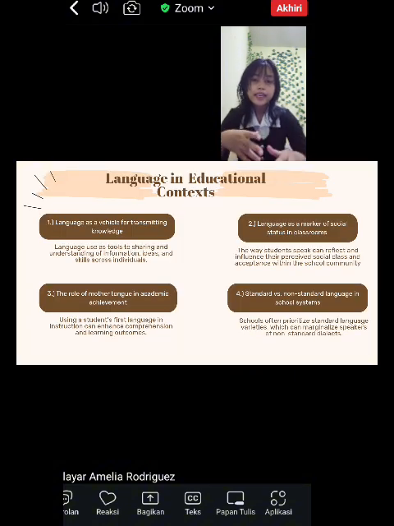Okay, let me explain the next slide. Language in educational context. In education, language plays multiple roles. First, it may become a vehicle, a tool for transmitting knowledge from the teacher to the students. Language may help us to share and understand information, ideas, and skills with others.